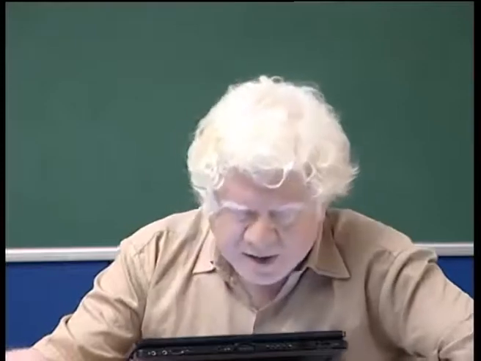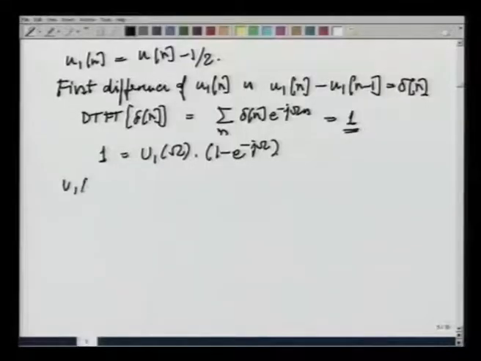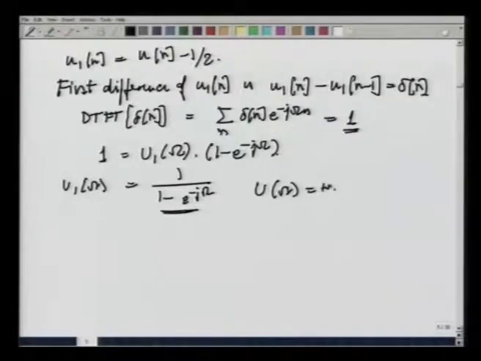So, you have this. Therefore, u1 of omega equals 1 by 1 minus e to the minus j omega. You have this. Finally, then u of omega equals u1 of omega plus the DTFT of half. The DTFT of 1 has not yet been found. So, let us just find it.